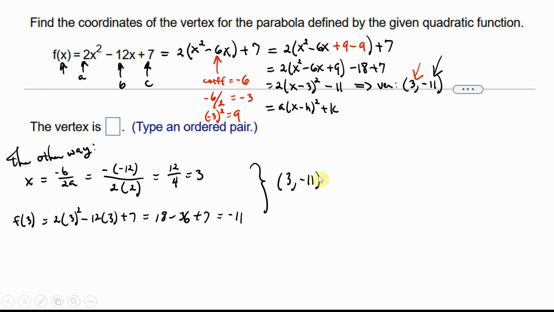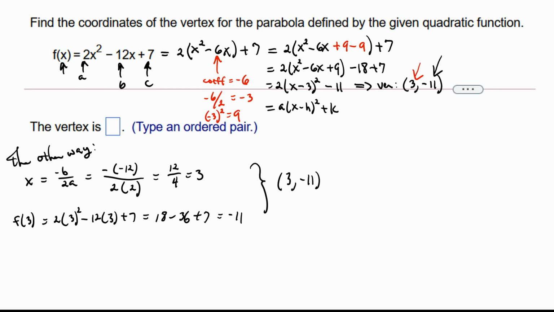You pick which one you like. It doesn't matter with me. You can use the formula, you have to memorize it, or you can complete the square. The cool thing about completing the square is you will see it forever. And so once you learn it, you keep it, you use it.